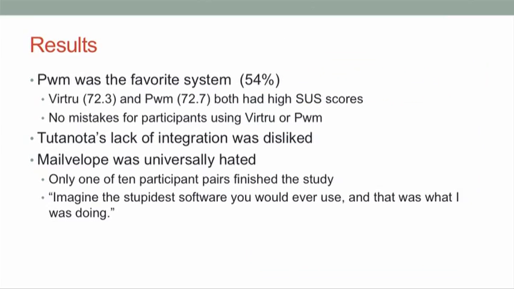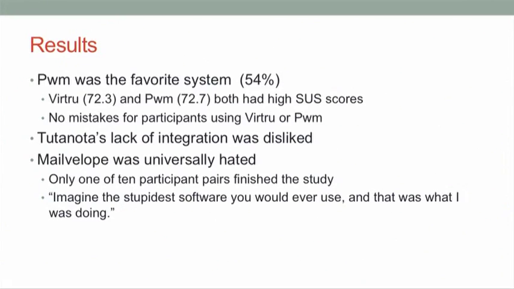To summarize the results, I encourage you to read the paper if you'd like all the details and the user feedback. But POEM was the favorite system. More people selected it as they like this tightly integrated approach. Both Virtue and POEM, the two tightly integrated systems, had very similar, almost equivalent SUS scores. And the interesting thing is there were no mistakes in all the tasks that they did. With Tutanota, this depot system, again we're seeing consistent feedback that users dislike it. The interesting one was Mailvelope.